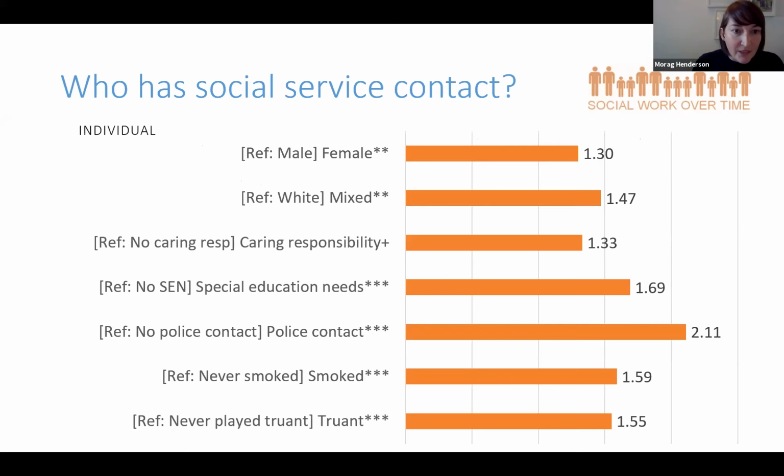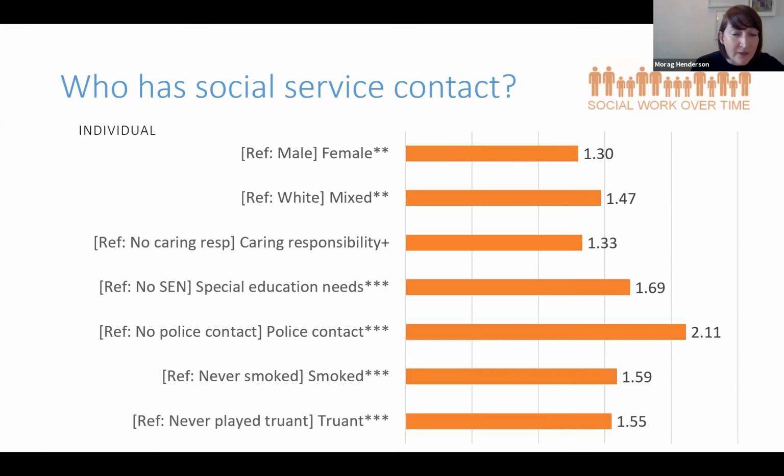In terms of the individual characteristics, Sam was looking at social care, but this is social service contact, not in care. But women were more likely compared to men to have social service contact in adolescence. I think here the ethnicity categories, I think it was originally 7, but the differences between the white group and those other 6 were not statistically significant. So here it's just compared to mixed ethnicity, where those who are mixed are more likely to have social service contact than those who are white.